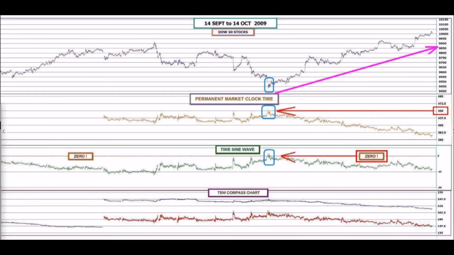September or October 2009. The maximum time value that time can achieve is 450 degrees. That's where time starts, and time runs down every 3 months. So here you can see we have a maximum time permanent market clock degree of 450 combined with a 0. When you hit a major angle in 0, the market has to turn.